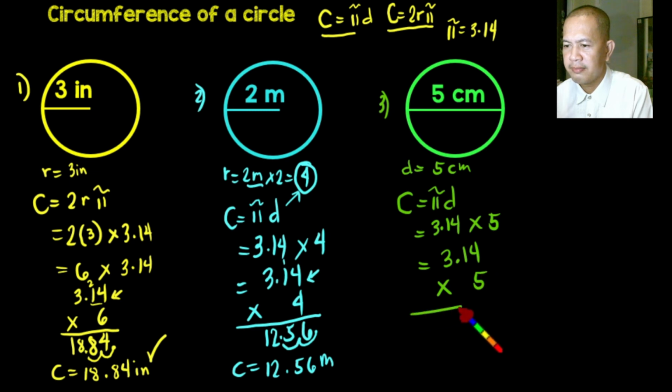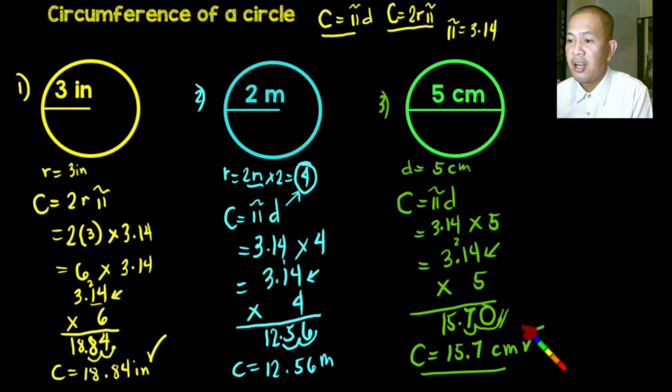times 5. You have 5 times 4, you get 20. Carry 2, 5 times 1 is 5 plus 2, that is 7. And 5 times 3 is 15. Counting again the number of decimal places, which is 2, we move 2 places in our product. So our final answer here for question number 3, the circumference is equal to 15.7. We're not going to put the 0 anymore. Then we put the unit, which is centimeters. So that is our final answer.